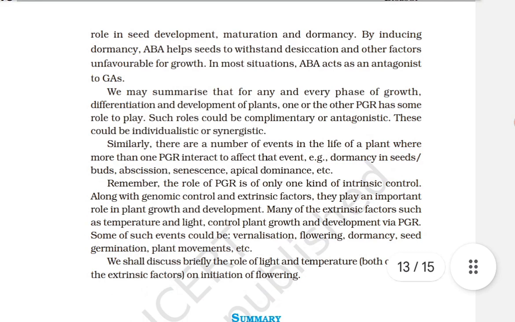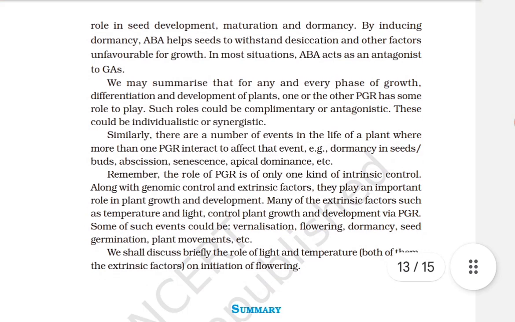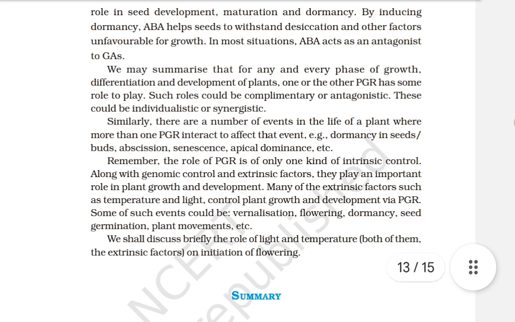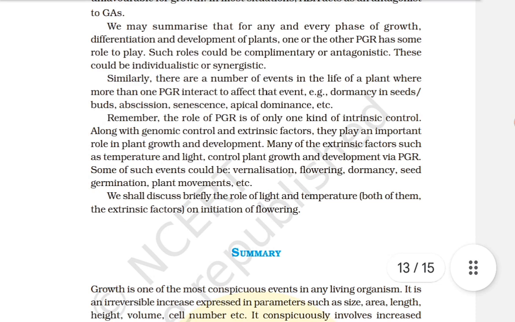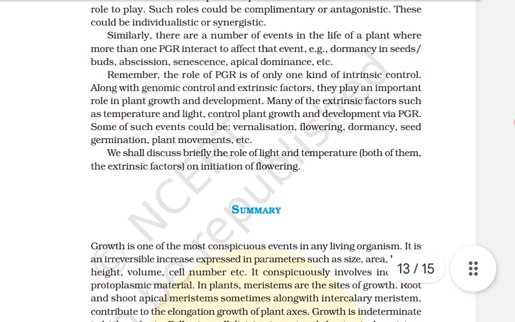We may summarize that for any and every phase of growth, differentiation and development of plants, one or the other plant growth regulator has some role to play. Such roles could be complementary or antagonistic. This could be individualistic or synergistic. Similarly, there are a number of events in the life of a plant where more than one plant growth regulator interact to affect that event. Example, dormancy in seed, buds, abscission, senescence, apical dominance, etc.